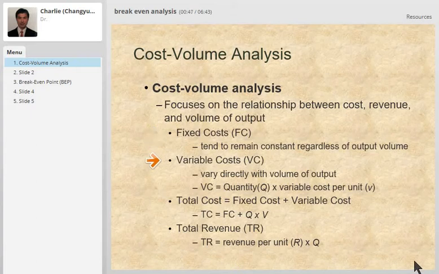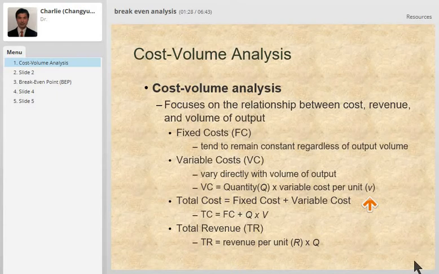Now, another cost is variable cost. For each unit, we have to purchase a raw material, and that's our cost. Also, we have to put in labor to produce it. We also have to run the machine. Then we probably have to pay for the electricity. Now, for each unit, we have a variable cost, and we call that V.